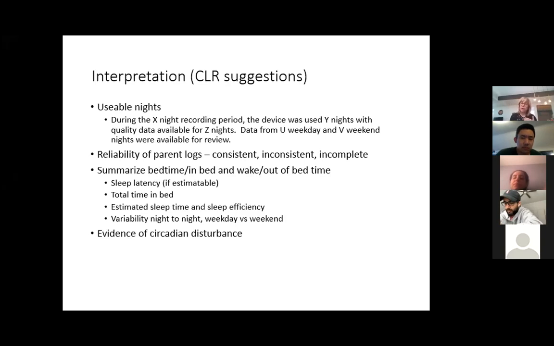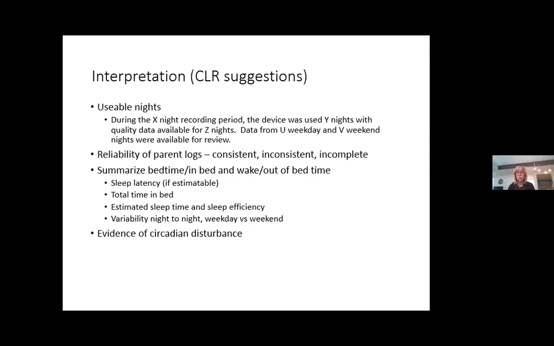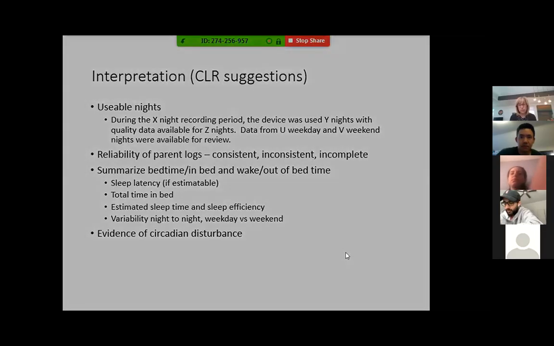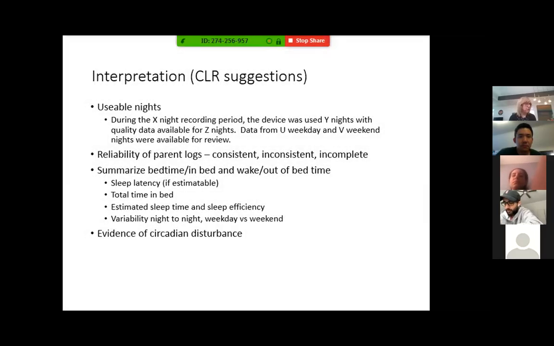Ones that when we use them for research, we could create a custom report because we had fancy computer people that would help us with that. And you could tag something as a weekday or a weekend, and you could report that variability. But the standard report that you get with your clinical system doesn't do that. And then I would describe if there was a circadian disturbance.